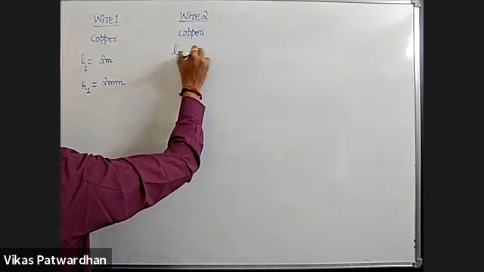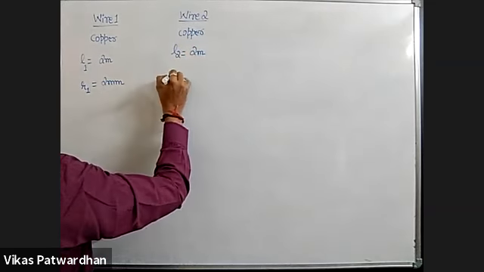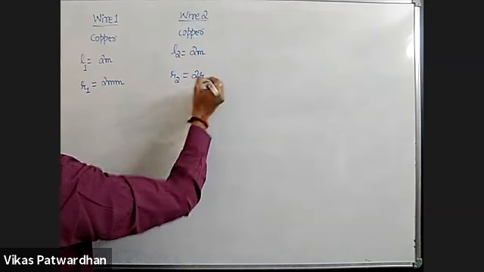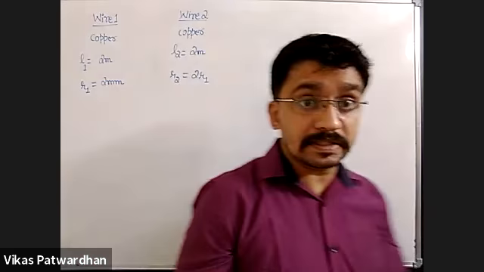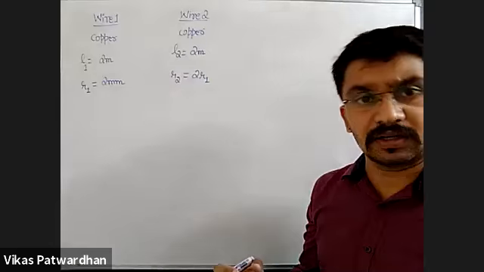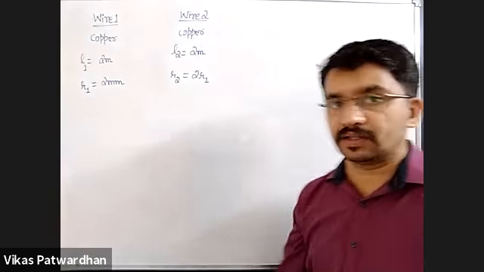Length remains the same. Radius is doubled. Is it 2 times R1? Is that correct? Yes, sir. Double, 2 times R1.